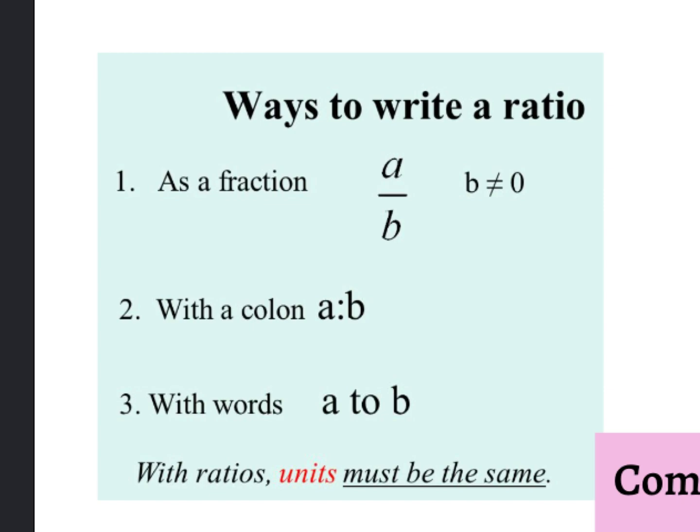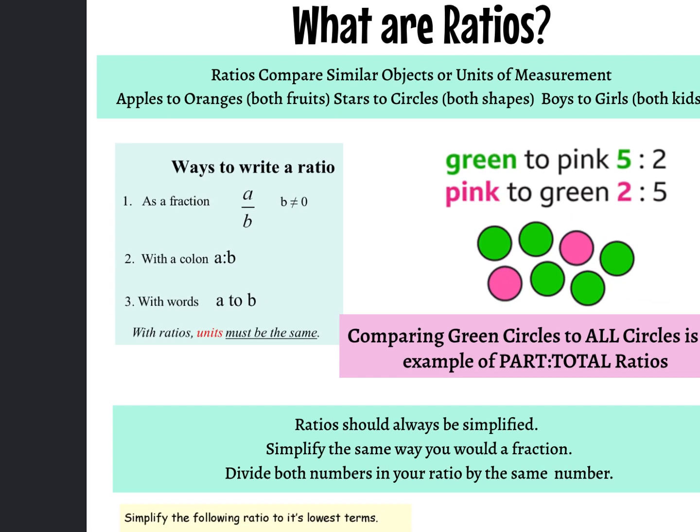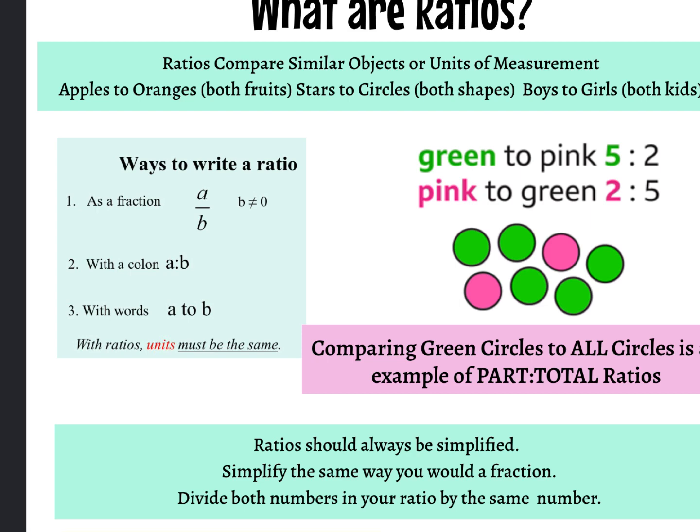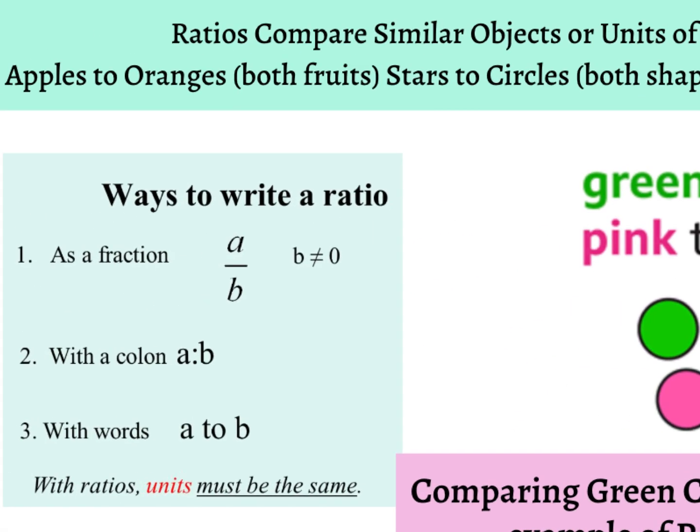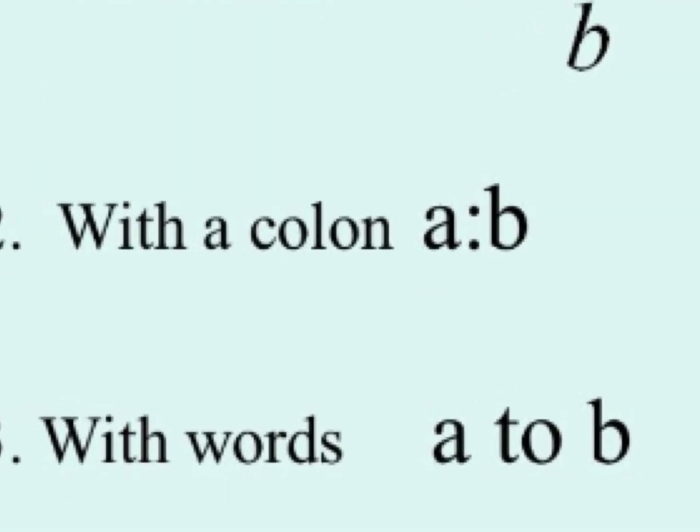So if I wanted to compare, like for example here, we had green to pink, right? Notice how they write it. They use these little snake bites. They're called colons, right? So when I would read this, I would say 5 to 2. Or I would say 2 to 5. That's how you say it. You don't say 5:2. So that is one way that you can write a ratio with a colon.